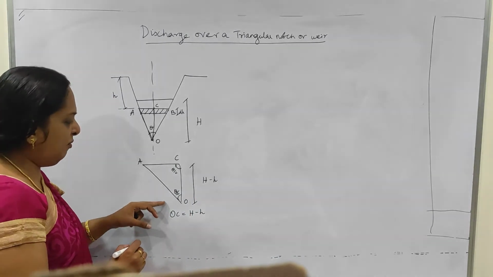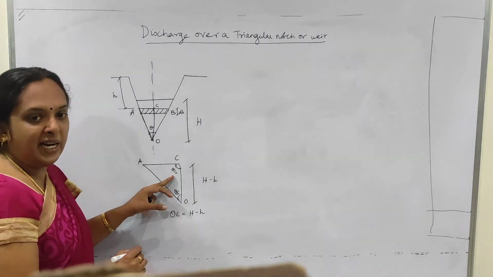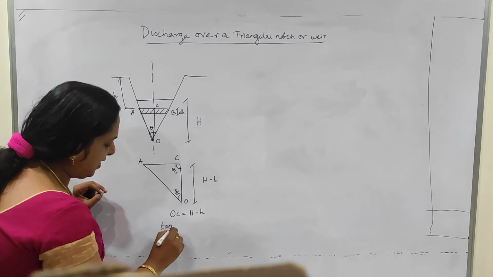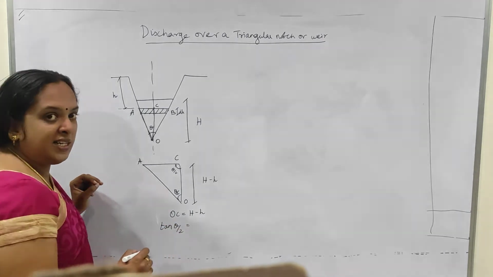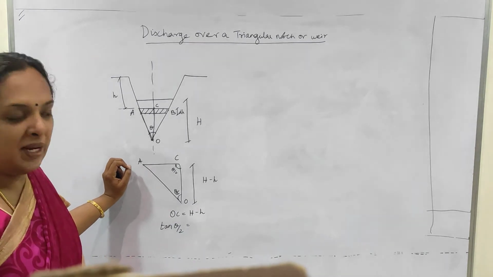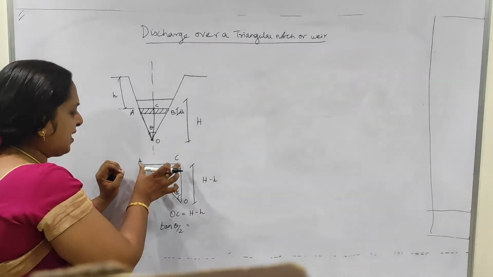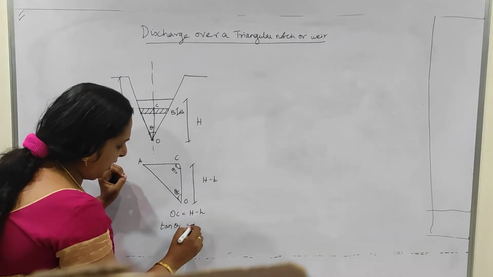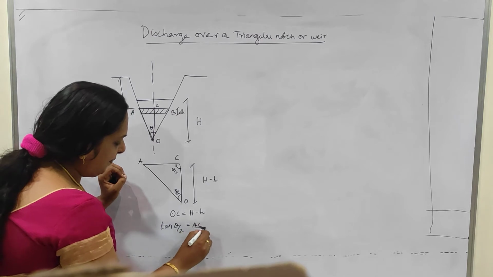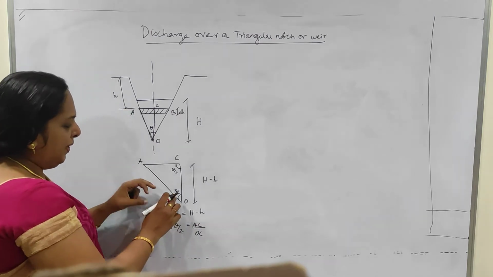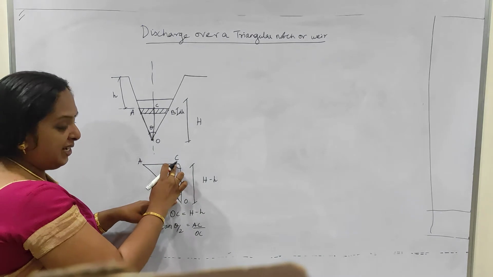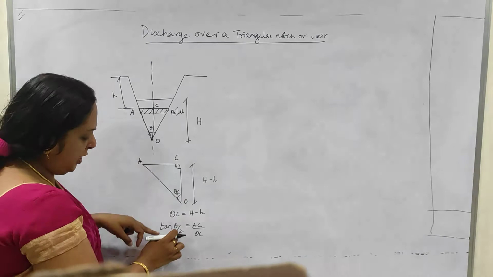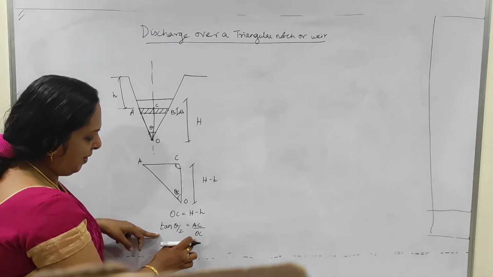Now from this we can find tan theta by 2, since the angle here is theta by 2. Tan theta by 2 is equal to the opposite side by the adjacent side. The opposite side is AC and the adjacent side is OC, and this is my hypotenuse. So tan theta by 2 equals AC by OC.